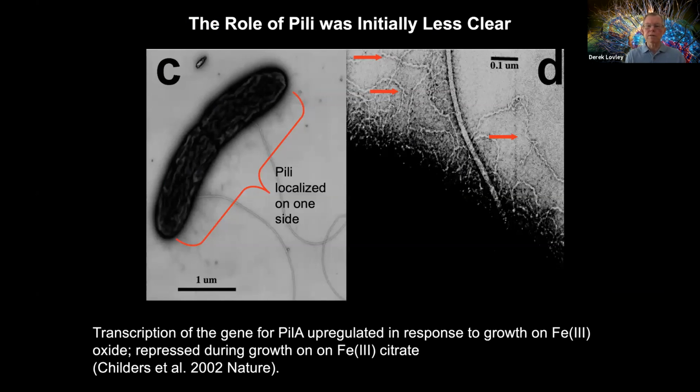But the question of what the potential role, if any, of the pili was not as clear, but we could see all this expression of the pili. Here they are in a blow up. You can see there are probably literally hundreds emanating from the cell here. Why was Geobacter producing them? And we could see the upregulation of pilA, which is the monomer gene for the pili production.